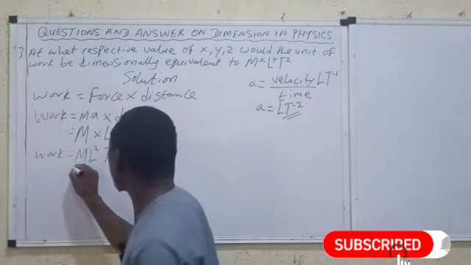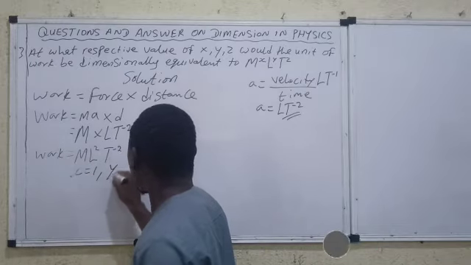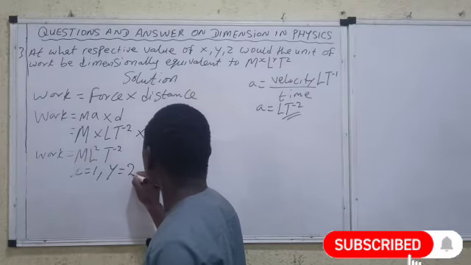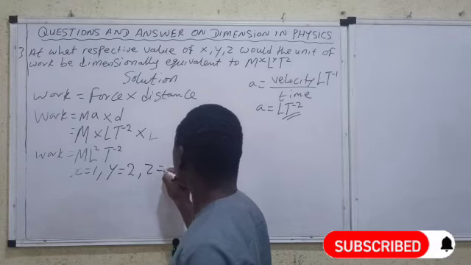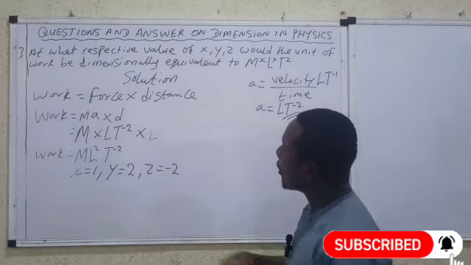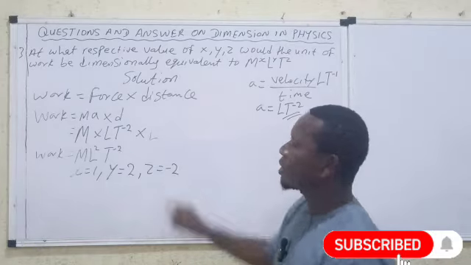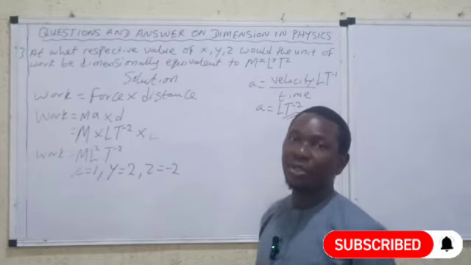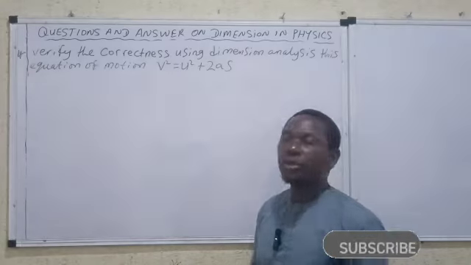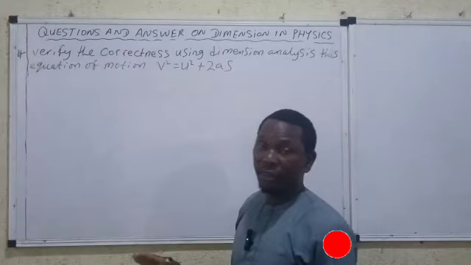Note that x is equal to 1, y is equal to 2, and z is equal to negative 2. So the values respectively are 1, 2, and negative 2. It's a very simple question. Let's take the last question. The last question we're going to do is simple, though it may look challenging.